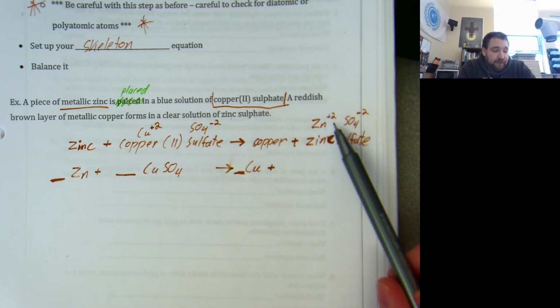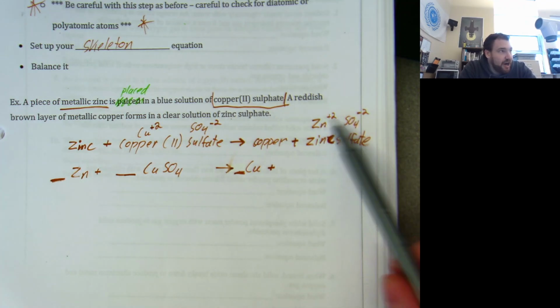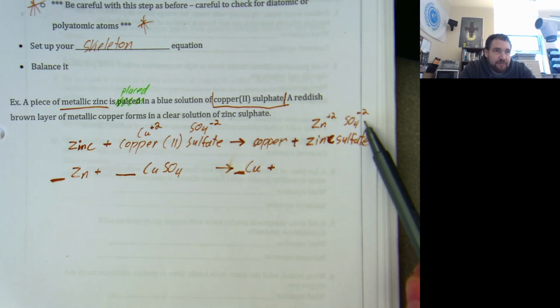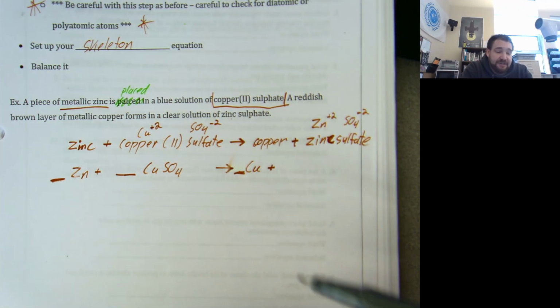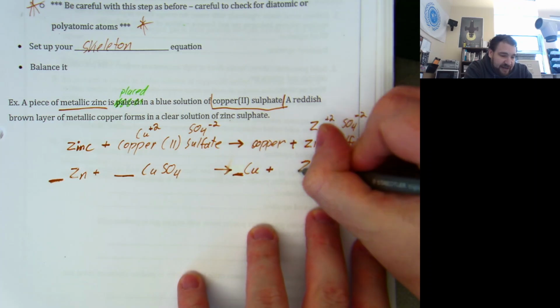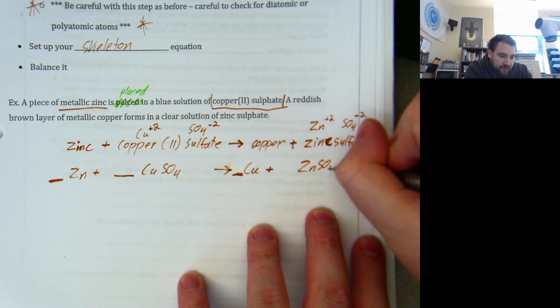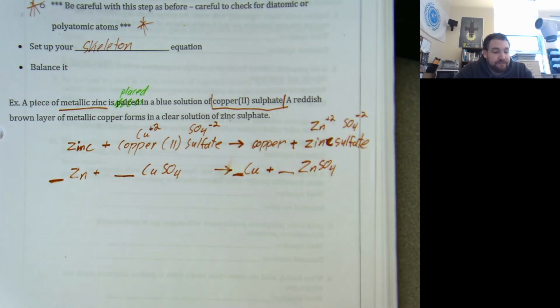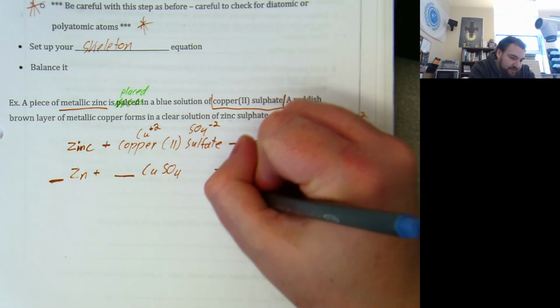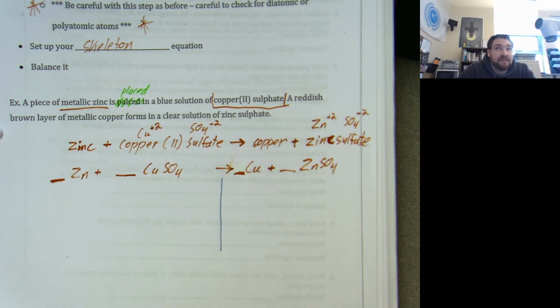These charges are equal and opposite. One's +2, one's -2. So to balance them out, I just need one of each. So this is going to be Zn, SO4, and I leave my blank. The last step here is to now go ahead and say, okay, well, we're actually going to balance this.